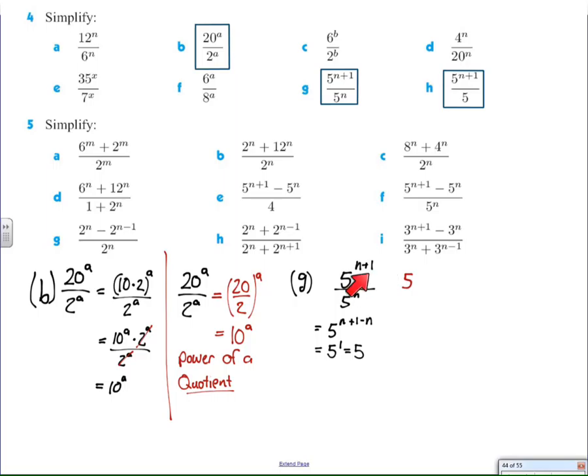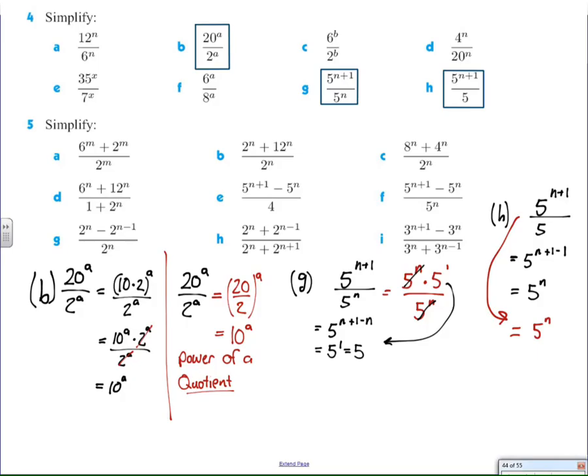Somebody else might look at this and say, hey, you know what, that's the product rule again. This is actually 5 to the n times 5 to the 1. Divide that by 5 to the n, 5 to the n's divide out, and we're left with 5. So using the quotient rule, I get this result. Using the product rule and then using division, I get the same exact result.